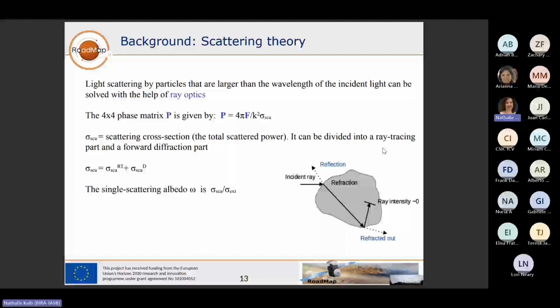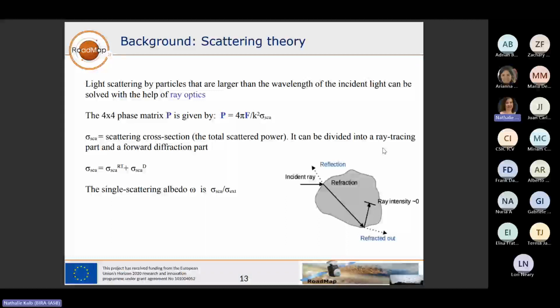Now it's really important because, when we are modeling a surface, we are mostly looking at backscattered light. So we don't need the diffraction part because this is only prominent in the forward scattering. So we can just omit it completely from the model. So what we are really looking at is the ray tracing part.